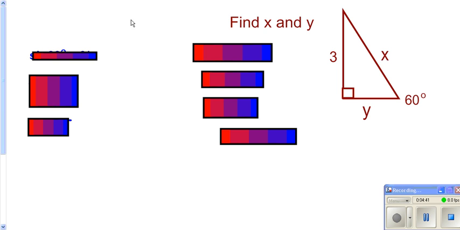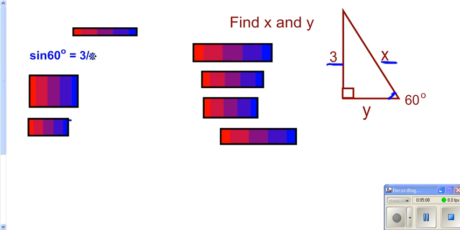We now want to go ahead and find x and y based on this. Well, if we want to find x first, here we have our angle. We're trying to find this, and we know this. Here's your angle 60. This is your opposite. That's your hypotenuse. So I'm going to go ahead and use sine.